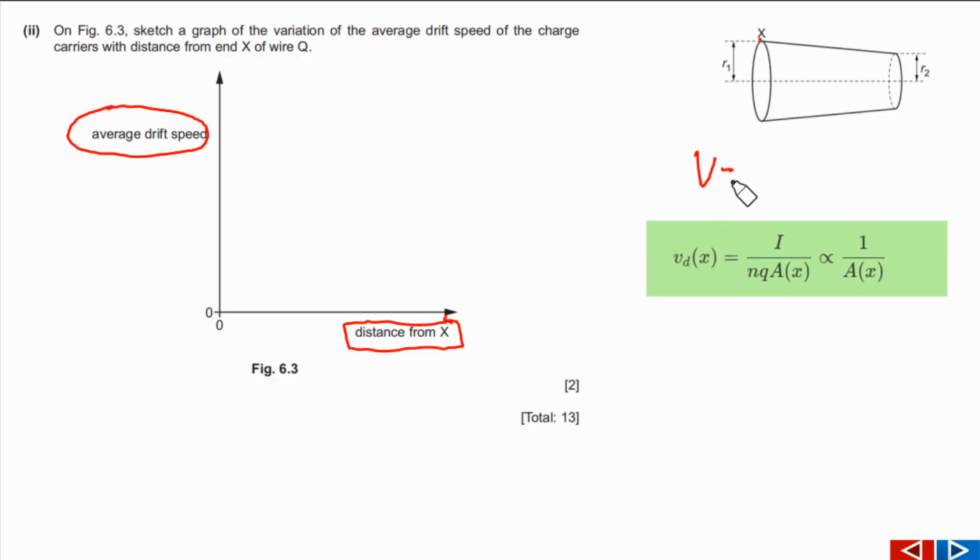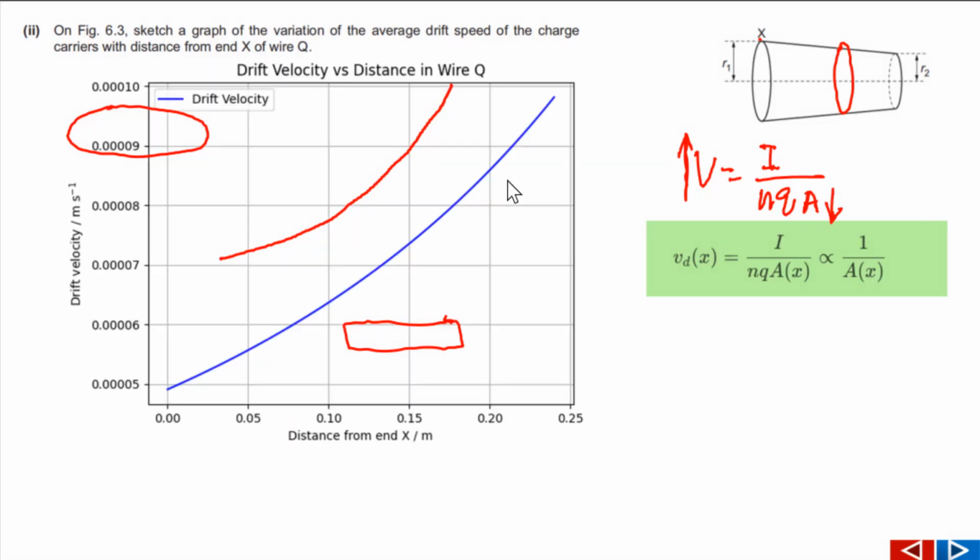So we can say in this case drift speed v is equal to I over nQA. As area is decreasing, cross-sectional area means we are talking about this cross-sectional area. As this is decreasing, the v should increase. So they are inversely proportional. So the shape of the graph has to be somewhat like this. So this is how you need to sketch the graph. If you want to draw this one in a more accurate way, it will look like this.